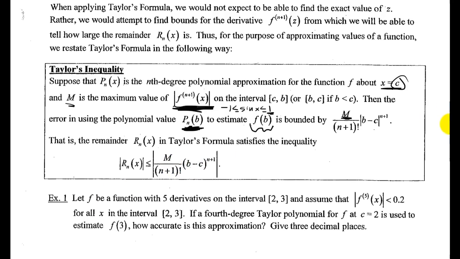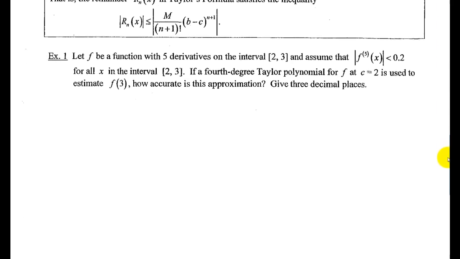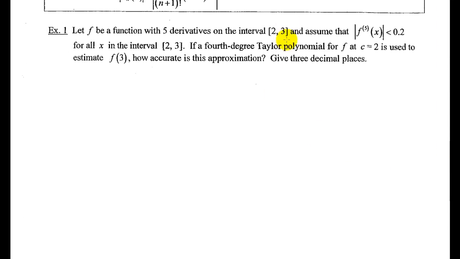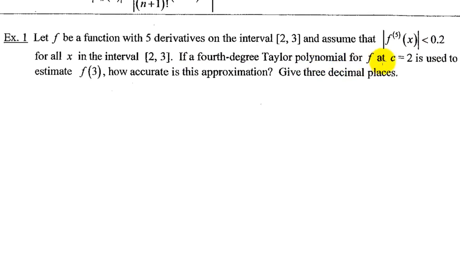So here we have an example. It says, let f be a function with 5 derivatives on the interval 2 to 3, and assume that the 5th derivative is less than 0.2 for all x in the interval 2 to 3. If a 4th degree Taylor polynomial for f centered at 2 is used to estimate f of 3, how accurate is this approximation, and give 3 decimal places?